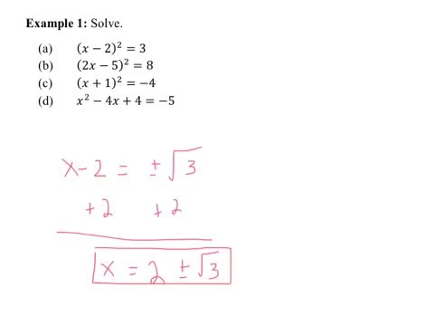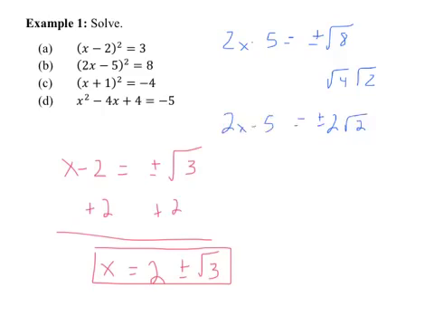In part B, we're going to go ahead and take the square root of both sides to start, giving us 2x minus 5 equals plus or minus the square root of 8. Remembering that the square root of 8 is really radical 4 times radical 2. But radical 4 is really 2, so this becomes 2 radical 2. And that still equals 2x minus 5.